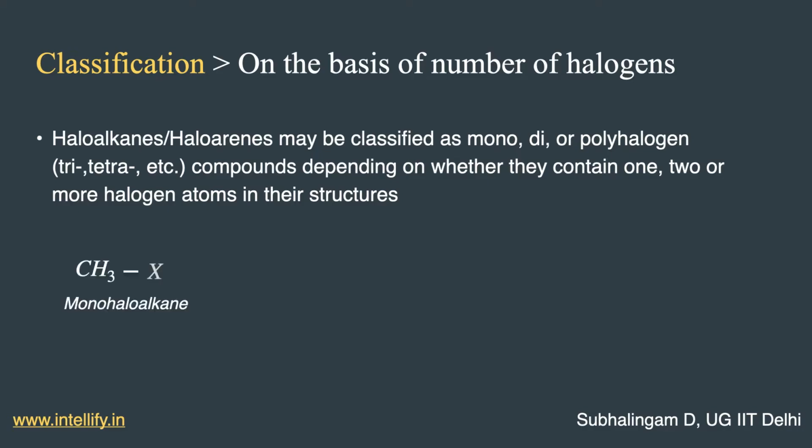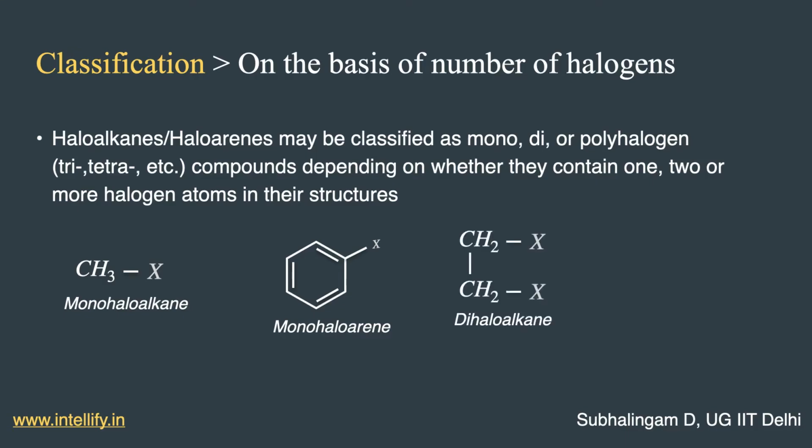So this is an example of a mono haloalkane. This is a mono haloarene. Now we add two halogen atoms to an alkane and we get a dihaloalkane, and similarly a trihaloalkane. We can construct or draw dihaloarenes and trihaloarenes and so on. But let's move on for now.